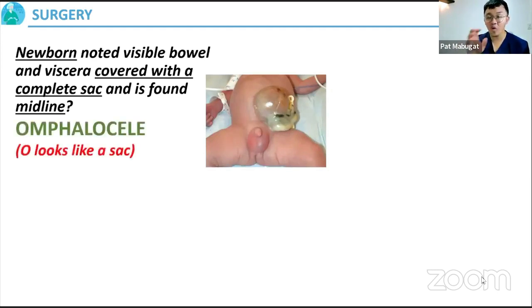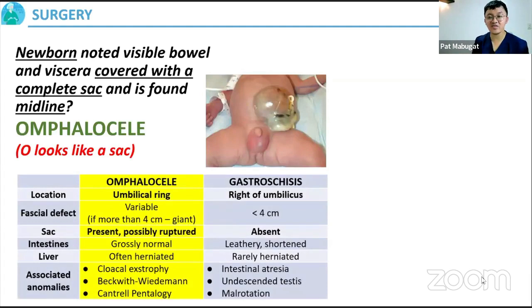A good way to remember this is O. O looks like a sac. O looks like it's in the middle. Now, you need to differentiate an omphalocele versus gastroschisis, right? For an omphalocele, it's in the midline, it's in the umbilicus. For gastroschisis, it's in the right. Gastroschisis, gastrite. So you remember it.